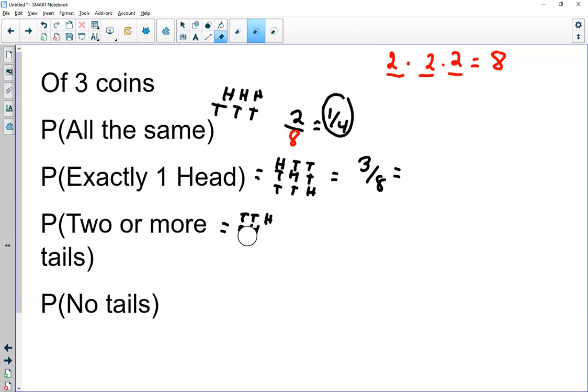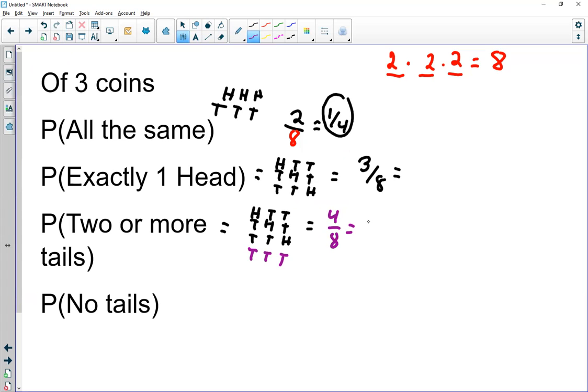Let me just copy and paste. So this one, and we already did. These are 2 tails. Copy, paste. Do we have any more that could be 2 or more? Yes. Tails, tails, tails. Good, all tails. So 4/8, which is 1/2. 1/2, yeah. Okay, no heads.